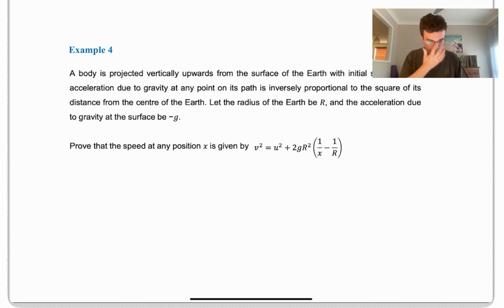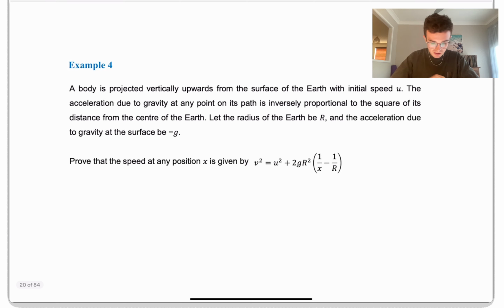Last example for today, we've got a body projected upwards from the centre of the Earth with an initial speed u. The acceleration due to gravity at any point on its path is inversely proportional to the square of its distance from the centre of the Earth. That's telling me that gravity is no longer constant, which does make sense. The further you get away from Earth, or the centre of the Earth importantly, the less gravity is going to be.